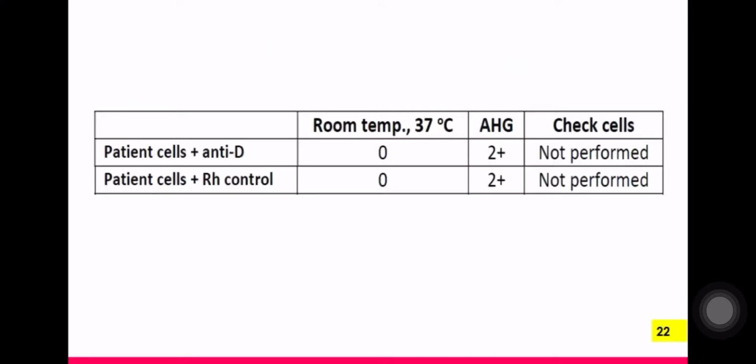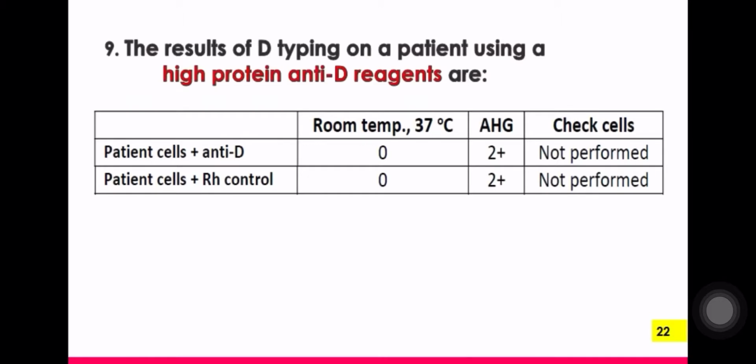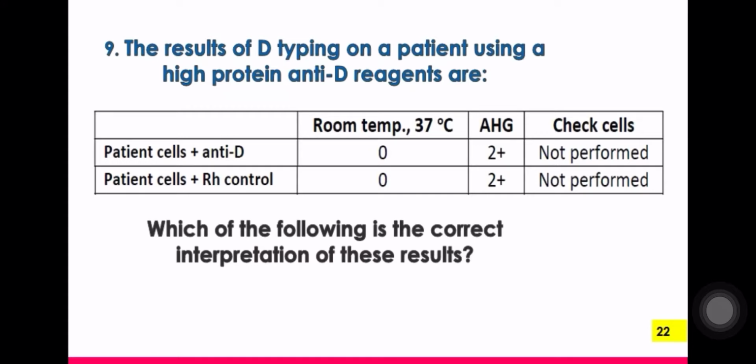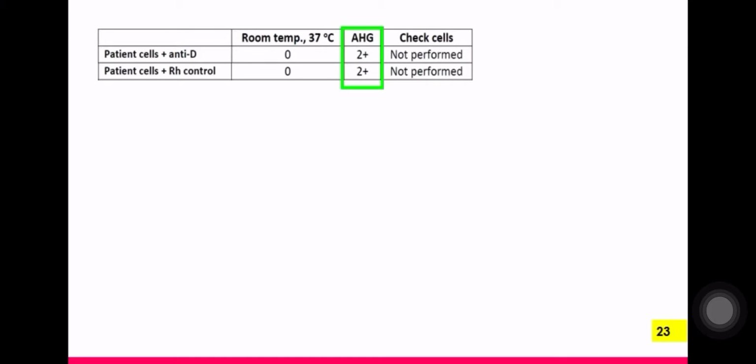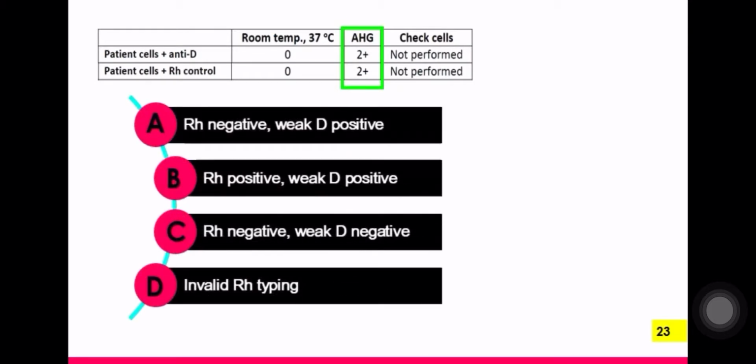Number 8, letter A. Now for number 9, the results of D-typing on a patient using a high protein anti-D reagent are shown. As you can see, patient cells are made to react with anti-D and Rh control, and it reacted in the AHG phase. Which of the following is the correct interpretation of these results? A. Rh negative, weak D positive, B. Rh positive, weak D positive, C. Rh negative, weak D negative, or D. Invalid Rh typing?